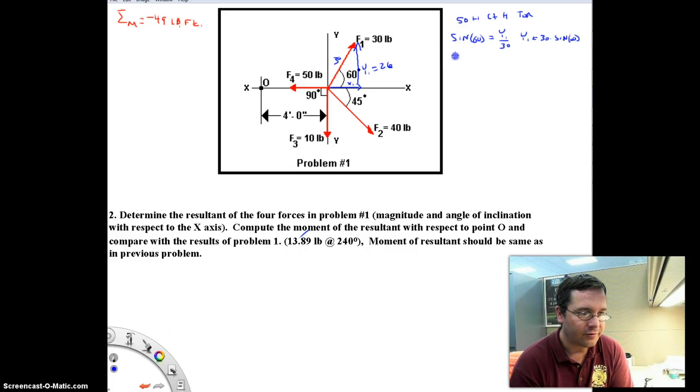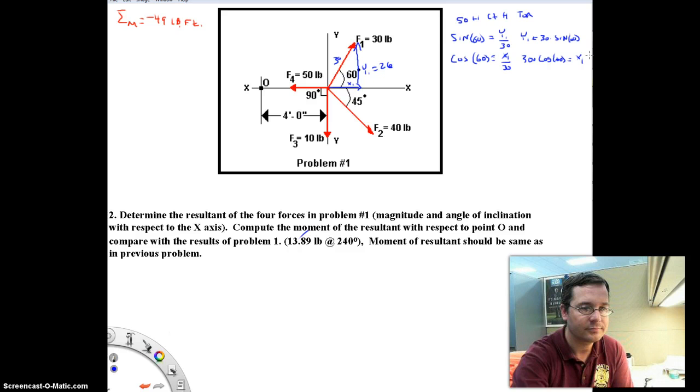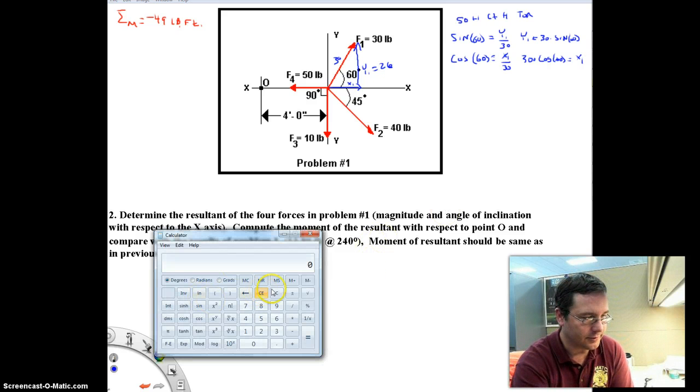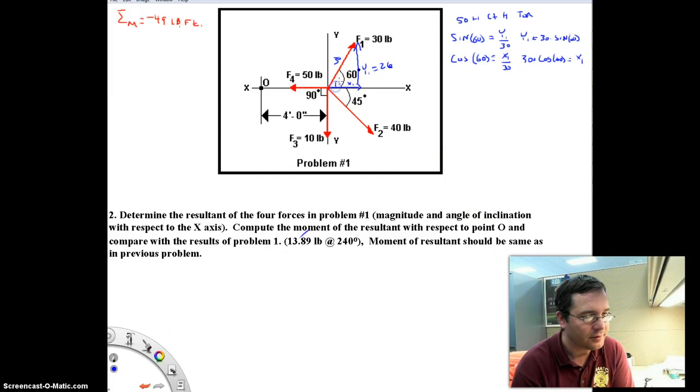The horizontal component, so now we want to relate adjacent and hypotenuse, so we're going to use the cosine function. Cosine of 60 is x1 over 30. Again, to get x1 by itself, we multiply both sides by 30. 30 times cosine of 60 degrees equals x1. Cosine of 60 times 30 is 15 pounds. So x1 equals 15 pounds. And as we look at the length of those vectors, these appear to be reasonable numbers, 15 pounds.